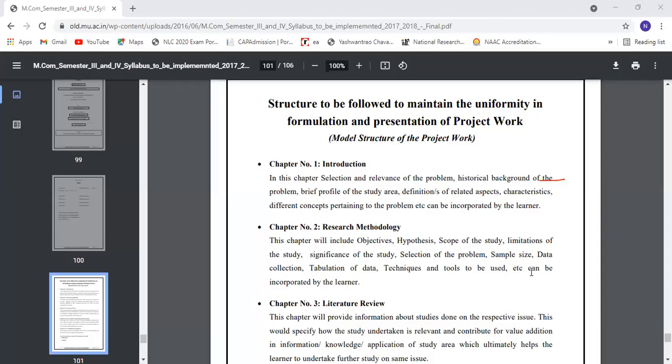Okay. So in the research methodology, you have to mention it. This chapter will include the objective of the study and the hypothesis of the study. Hypothesis means assumption. The scope of the study and limitation of the study should be mentioned. Significance of the study: what is the importance of the study? Significance means importance.